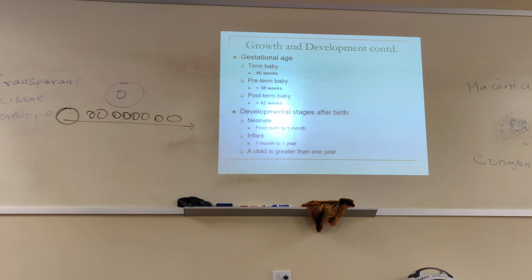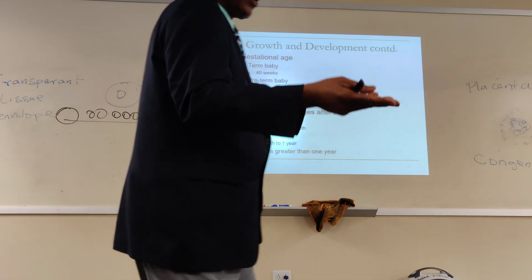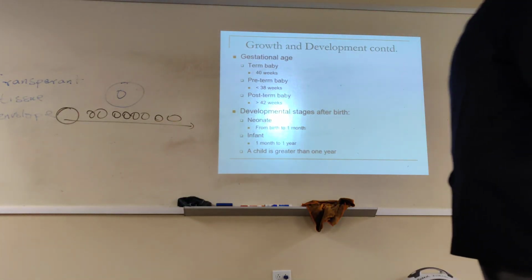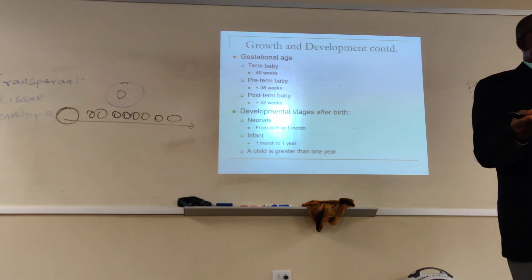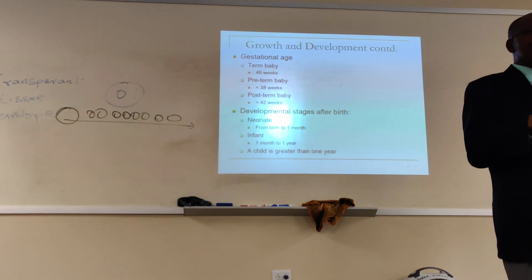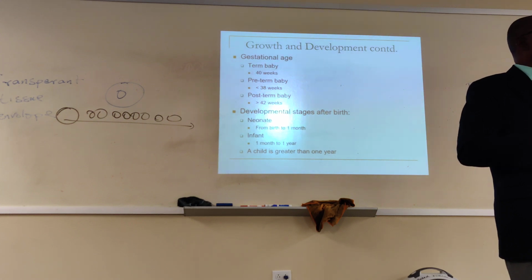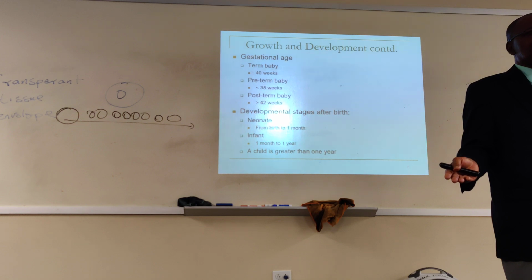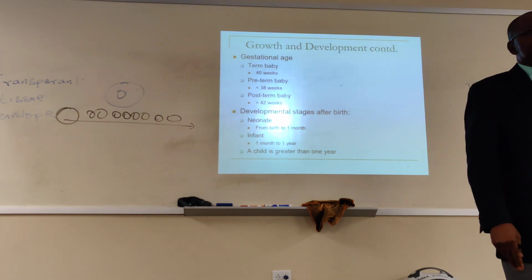Now, after 42 weeks, if the baby has not made any sign of trying to come out, the doctor may want to induce labor. Okay, because the longer the baby stays in there after 42 weeks, the more tendency for the baby to get in distress, because they grow very fast in the last trimester. They can outgrow the space in the sac. Therefore, they go into distress.